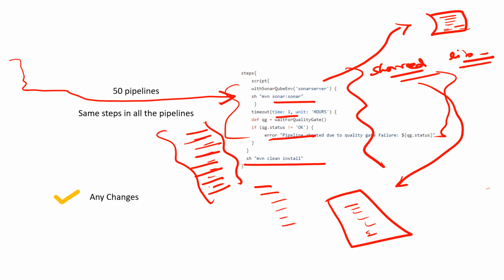So to manage any repeated code in multiple pipelines, we can simply use a shared library, and whenever we want to, we can refer to it. So if there are any changes that you want to make, you don't need to do it in the pipelines. You can directly do it in the shared library, so that it will impact all the pipelines where you have referred to that particular step.